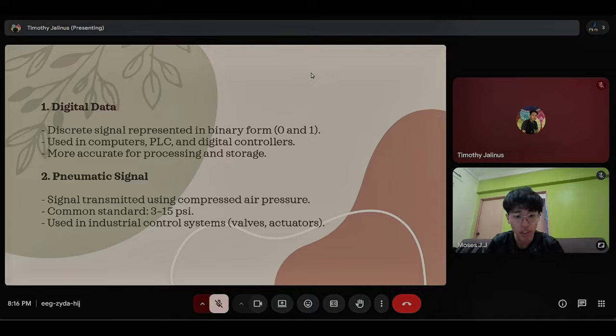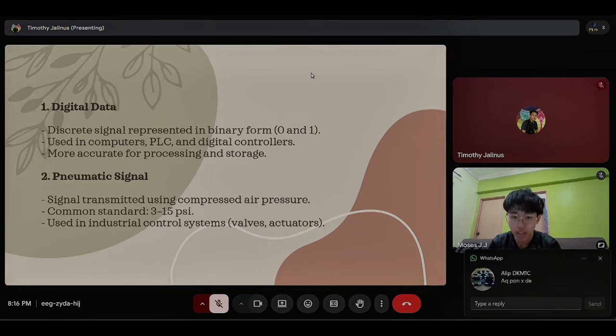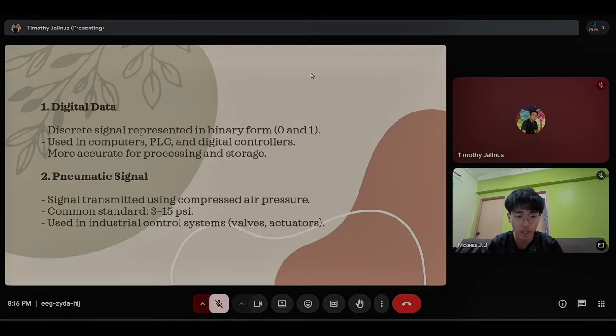instrumentation, a common standard signal range is 3 to 15 psi. These signals are often used to control valve actuators and other mechanical devices in industrial processes. Although many systems today use electronic signal, pneumatic signal are still used in environments where electrical system may be unsafe or unreliable, such as hazardous areas.